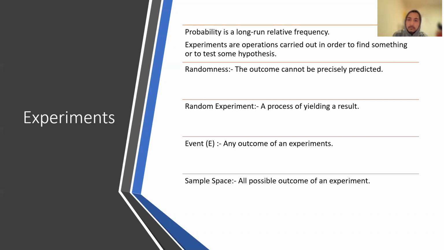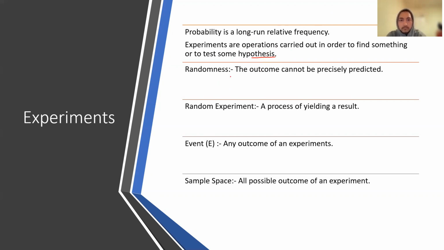Then it comes like, how do we calculate probability? So before calculating probability, we do an experiment. Experiments are operations carried out in order to find something or to test some hypothesis. What that means is, if we are unsure of something, then we need to do an experiment which gives us some output, like whether the hypothesis is true or false. For any experiment we do, we can either succeed or we can fail. So for that we test our hypothesis.